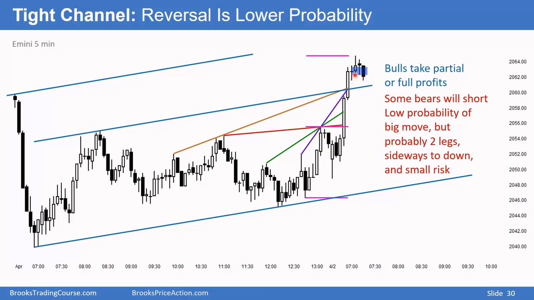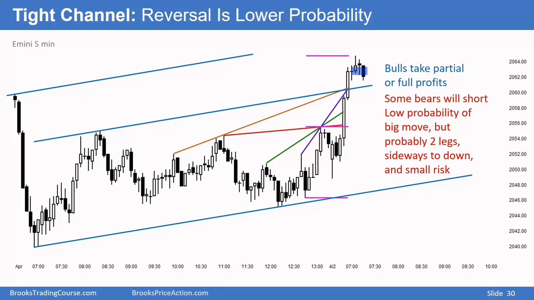So some bears will sell below the low of this bar, or maybe even below the low of this bear bar closing near its low, putting a stop up here, knowing that at this point they might have a 30% chance of a profitable trade, but it could be the top of the move and we could come all the way back down to the bottom of this buy climax, possibly all the way down to the bottom of the trading range. That means that even though their probability is small, their reward is so much bigger than the risk, it's reasonable to take that short.